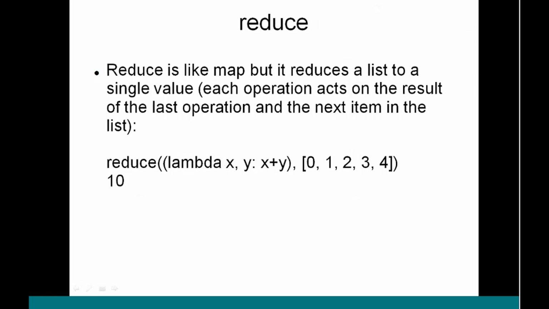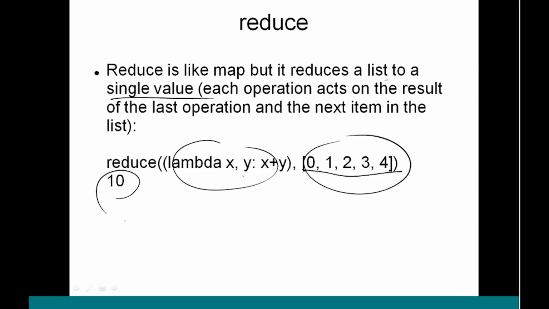Okay. So now we go to another function called reduce. Reduce is just like map, but it reduces a list to a single value using some operation. So again it's a function and an iterable, but here the function just goes ahead and gives the last result combined with the next item, so it reduces this list into just a single value.